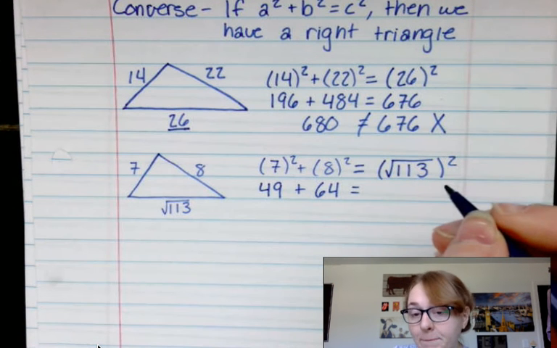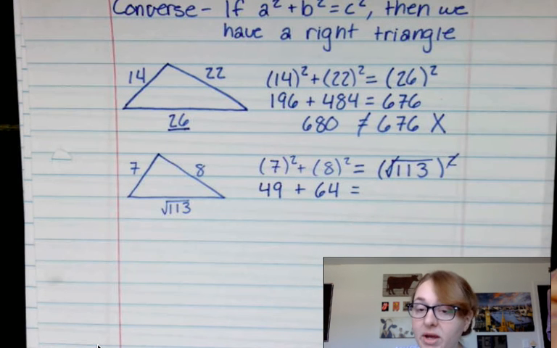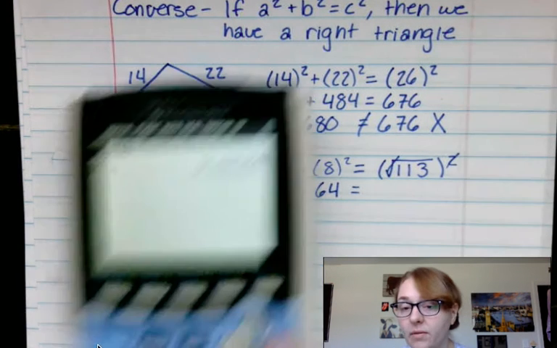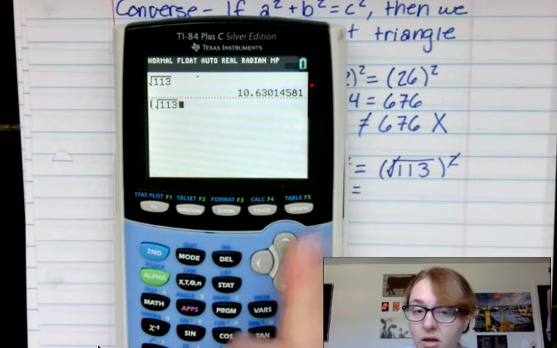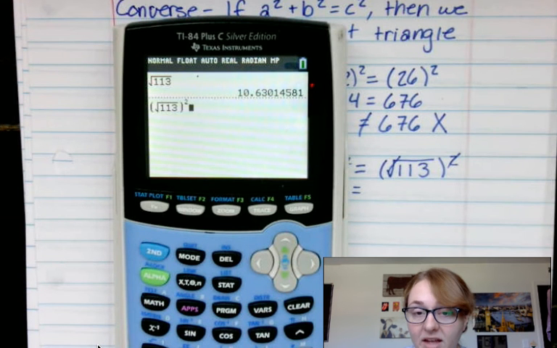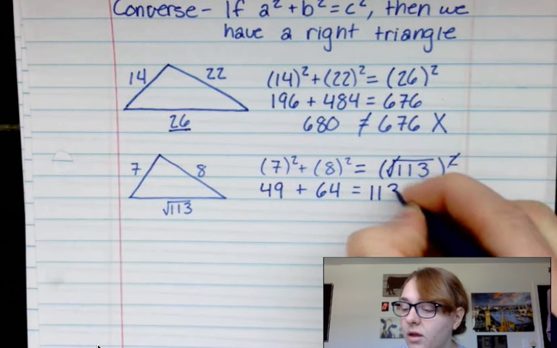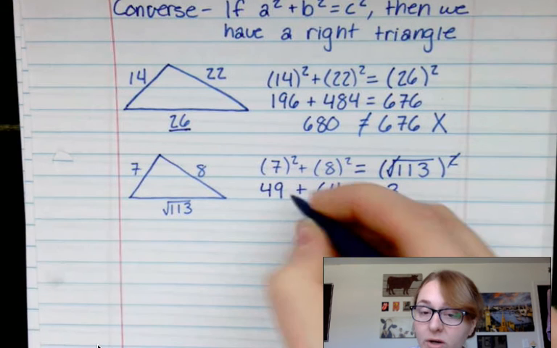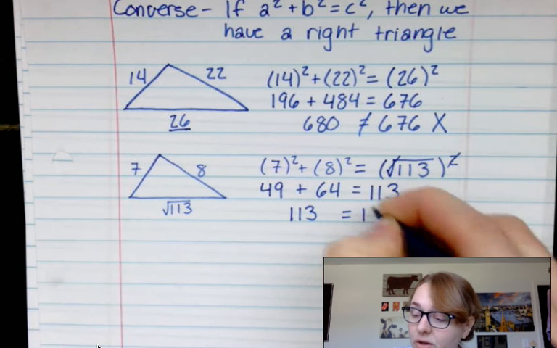So we learned on Monday that the square roots cancel out our squares. And we can test this in the calculator as well. If I do parentheses, square root of 113, close my parentheses, and then square it, we can see that they do in fact cancel out. We just get that 113.